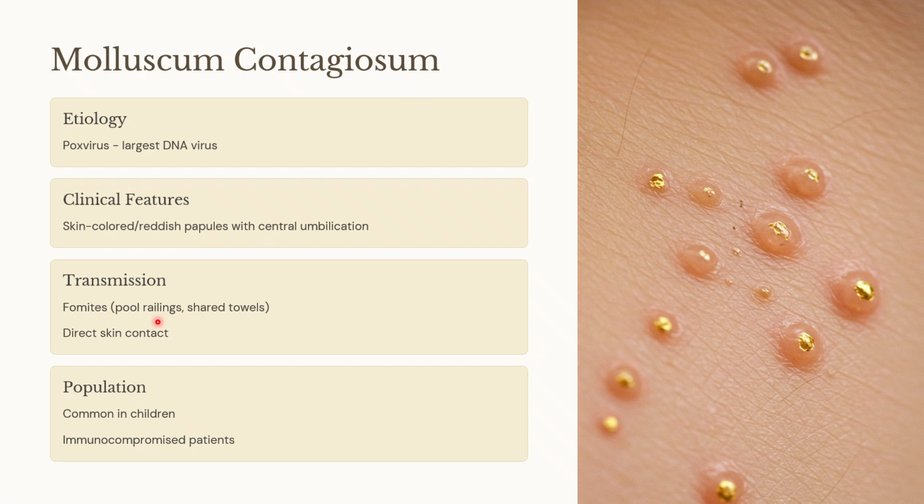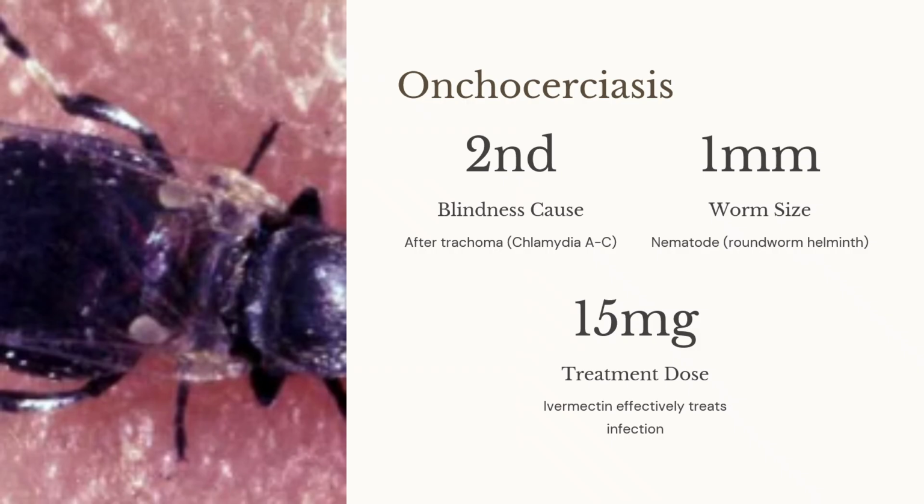This knowledge can be tested in exams. They might give you a vignette telling you that a person who recently went to a pool party, after a couple of days is presenting with lesions, reddish papules with central umbilication. This is molluscum contagiosum. It is common in children and seen in immunocompromised patients.